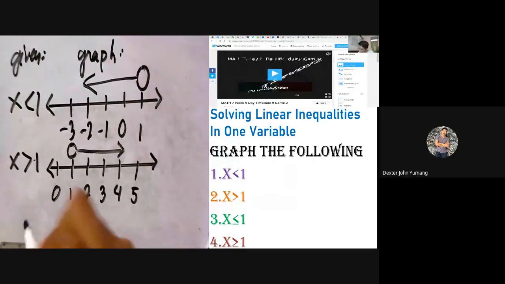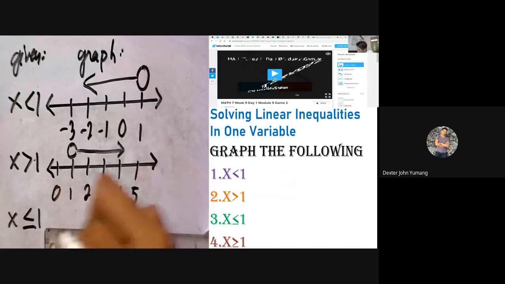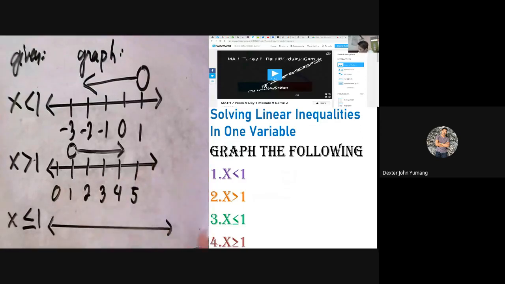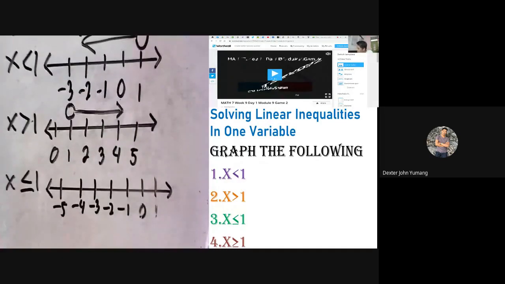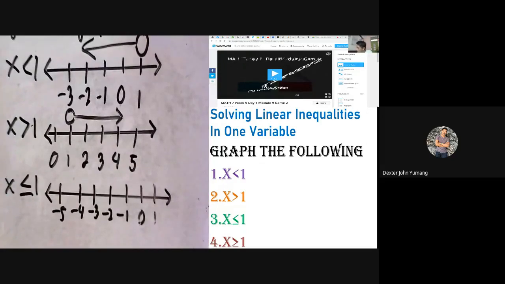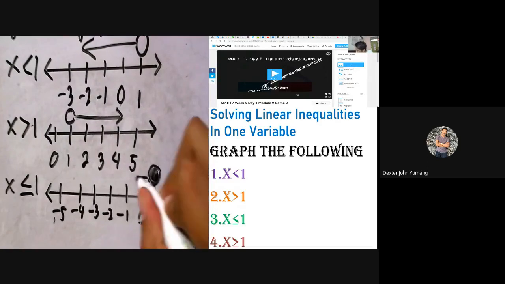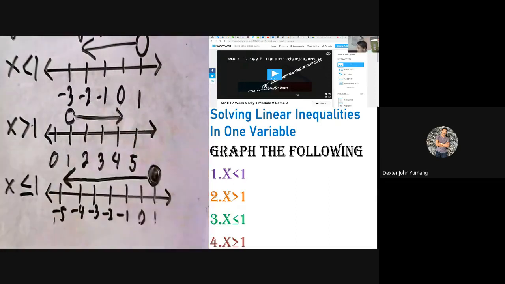Next, sabi naman po dito, x should be less than or equal to 1. What is the graph of this? Okay, still the same, less than or equal to 1. So if this is 1, 0, negative 1, negative 2, negative 3, negative 4, negative 5, and so on and so forth. Nakopy nyo na ba, class? Kopyahin nyo ha. So ano ba yung mga numbers na less than 1? Focus tayo kay 1. Kaso lang, merong underline. So therefore, ang ating circle is shaded. Next, move tayo papunta dito na arrow. That is now the answer for x should be less than or equal to 1.